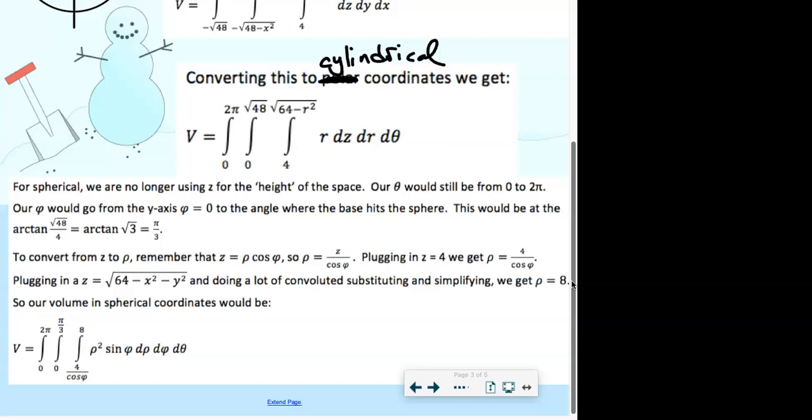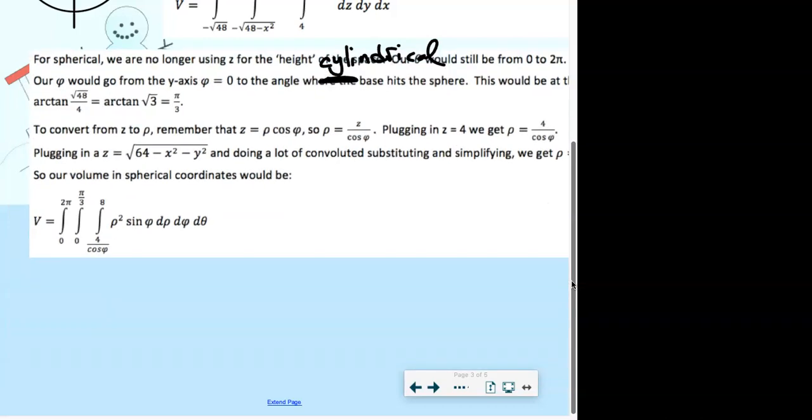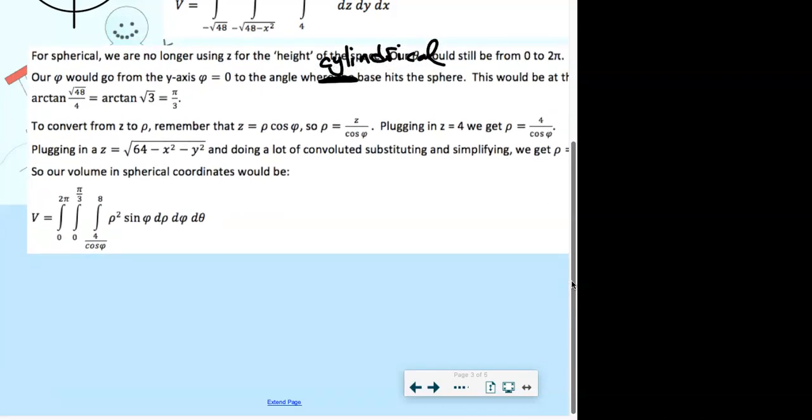And then to convert from z to rho, remember that if you memorize the conversion, z equals rho cosine phi, so rho equals z over cosine phi. When you have that constant z equals 4, then rho equals 4 over cosine phi. So you're going from 4 over cosine phi to 8, phi from 0 to pi thirds, theta from 0 to 2 pi. Don't forget your integrand is always rho squared sine phi, and then d rho d phi d theta.